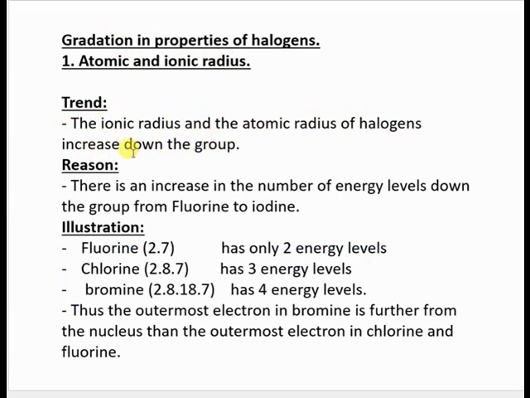That is very correct. The reason is that as you move down the group, there is an increase in the number of energy levels. So if there is an increase in the number of energy levels, then it means that the ionic radius and the atomic radius will increase, obviously. Therefore, as you can see, fluorine with electron configuration of 2, 7 has 2 energy levels. Chlorine with electron configuration 2, 8, 7 has 3 levels. So as you can see, down the group, the number of energy levels are increasing. Therefore, the ionic radius and the atomic radius increase down the group.